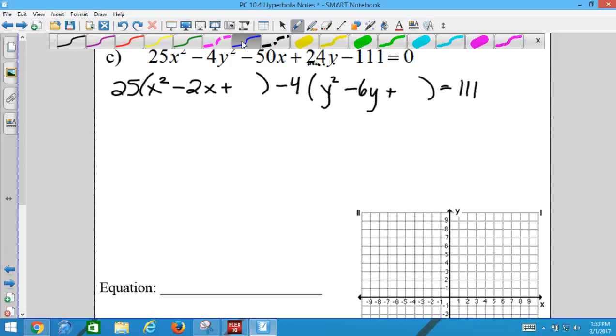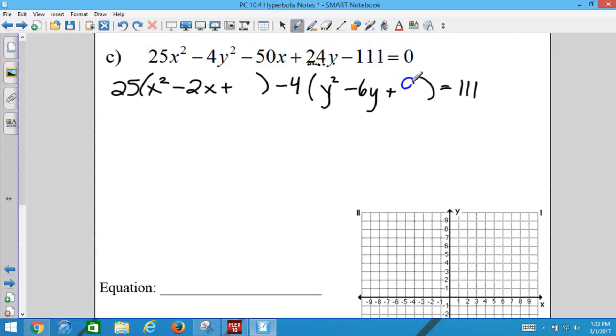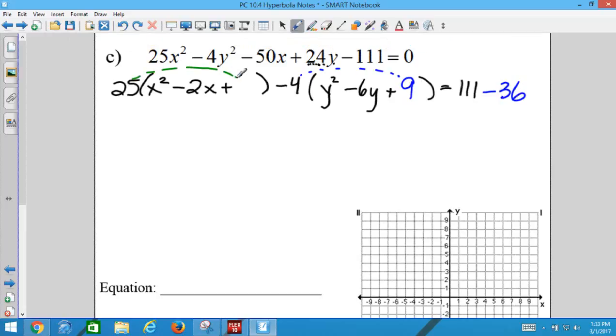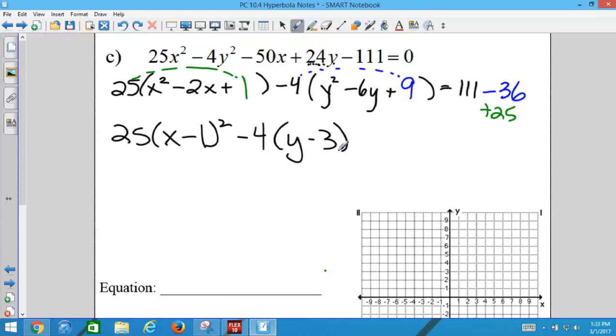So what number would I put right here? I put 9 here, but then I multiply that by -4, and over here, what do I put? A -36. So that's also another place where people make silly mistakes. They forget to do a minus. Right here, what am I adding in? A 1, which over here is a 25. So we've got 25 parenthesis x minus 1 squared minus 4 parenthesis y minus 3 squared equals, is it 100?